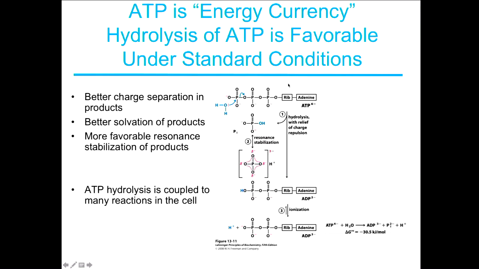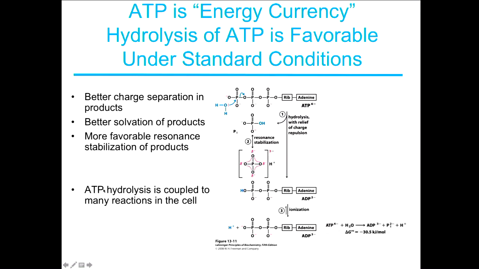It's not as favorable, compared to, I mean, it definitely happens. Of course, we're going to make ATP in the cell, but it's not as favorable as just removing the gamma phosphoryl group and letting it float away and be resonance stabilized. So this hydrolysis is very favorable, and it's coupled to many, many, many reactions in the cell.